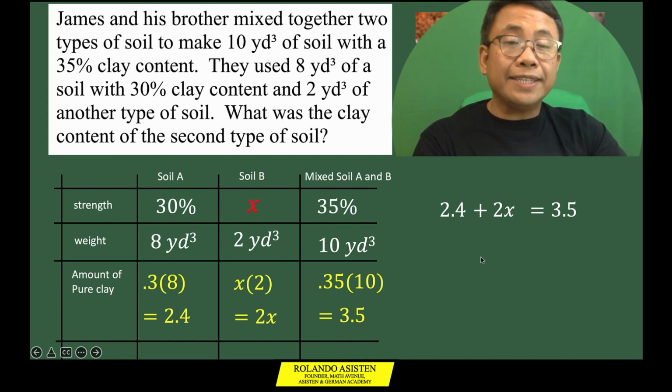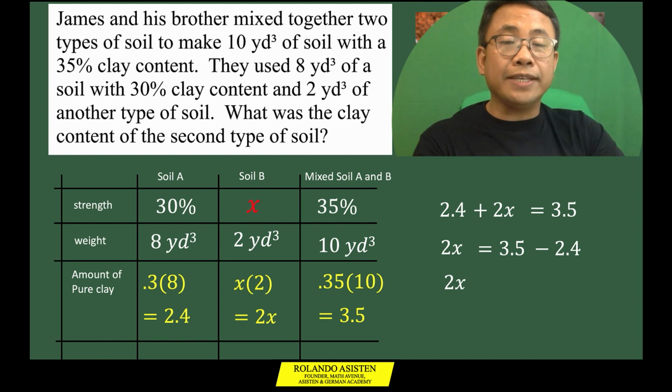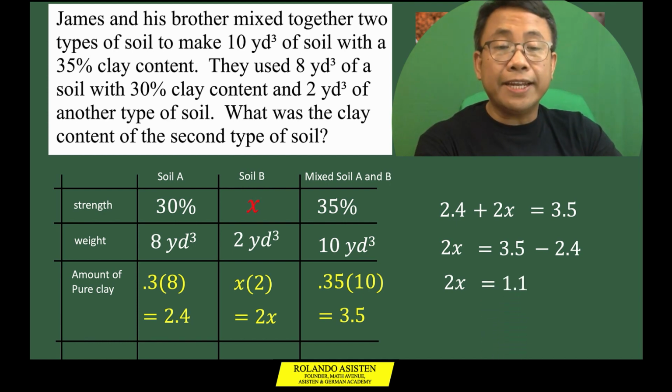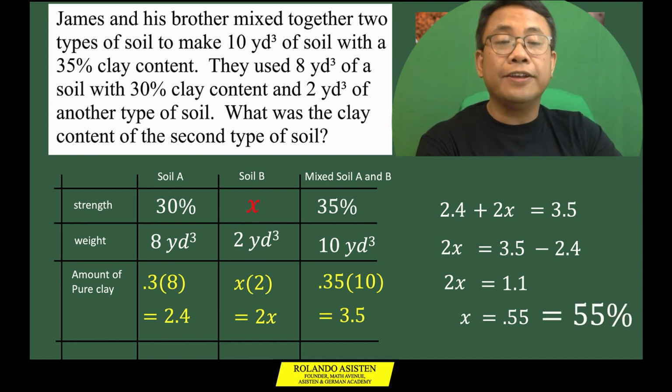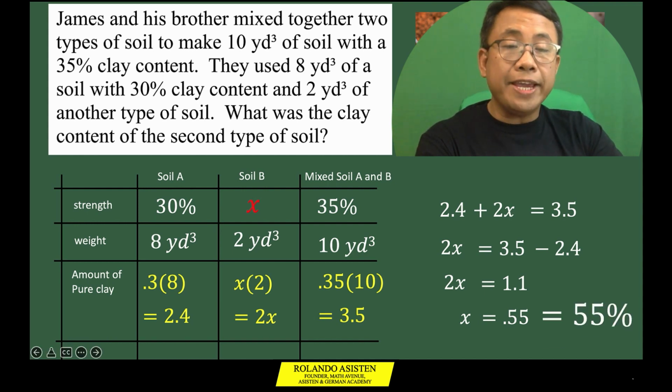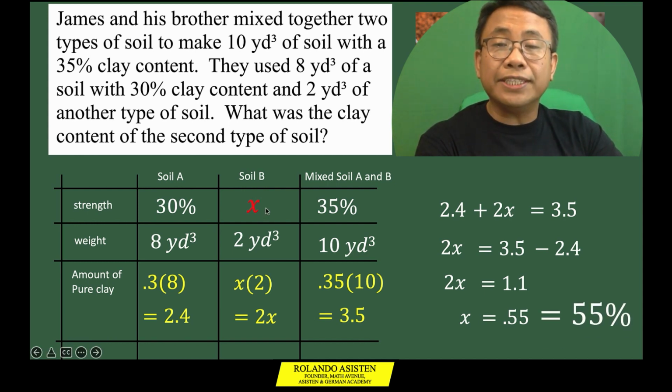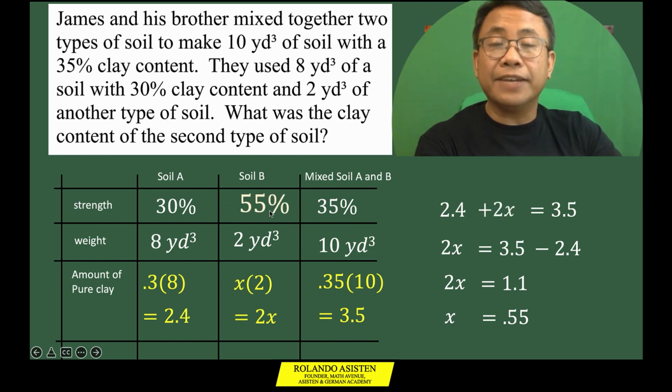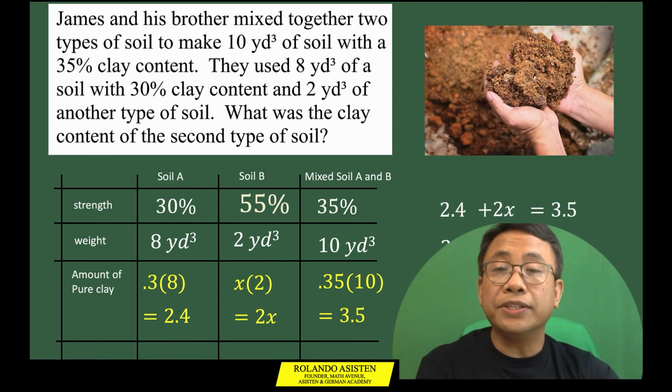So solving for x now, we have 2x equals 3.5 minus 2.4, simplifying to 2x equals 1.1, and dividing both sides by 2 to arrive at x equals 0.55 or 55%. So from here, the percentage of clay content for soil B is 55%. Let's go to the next problem.